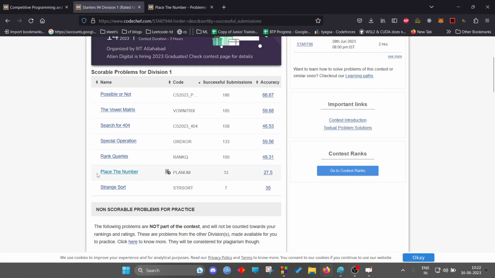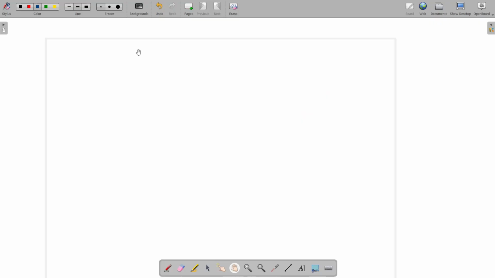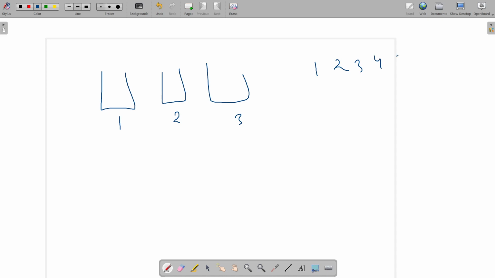Hello everyone, we will discuss the problem Place the Numbers from Division 1, and it is a very simple problem despite it being rated so high. So the problem says that you are given three stacks 1, 2 and 3, and you are given a set of numbers from 1 to n: 1, 2, 3, 4. Suppose n is 7.